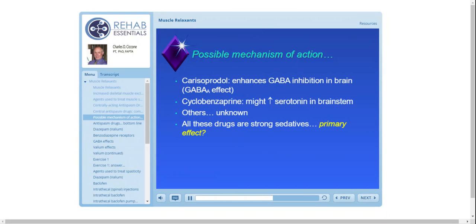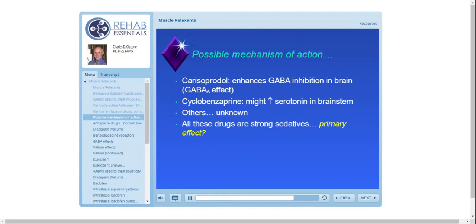And we know this is an effect of the drugs you see listed here, like carisoprodol and cyclobenzaprine. By increasing the effects of GABA or serotonin, we're going to get more sedation. And the other drugs probably work very similarly, either using similar chemicals or other chemicals that do cause sedation in the central nervous system.